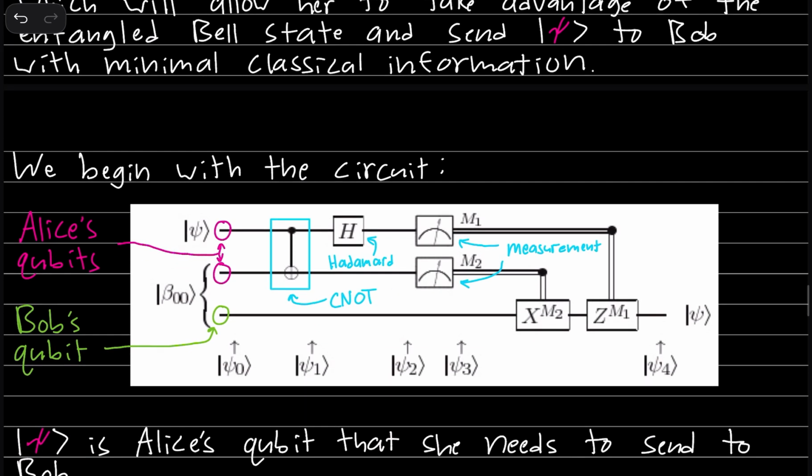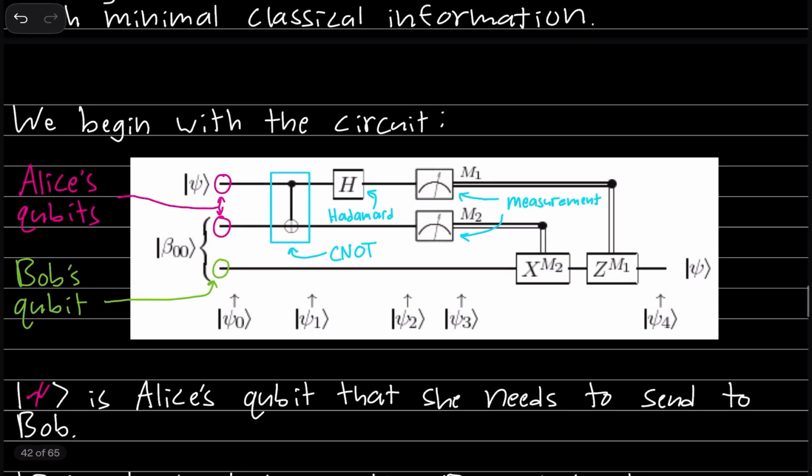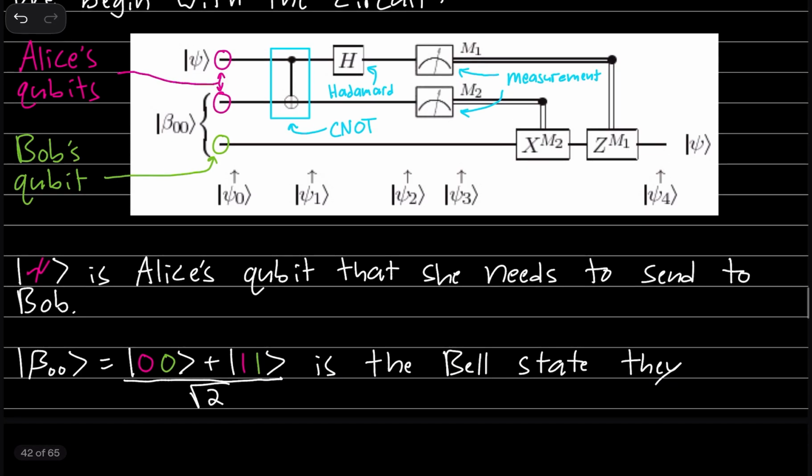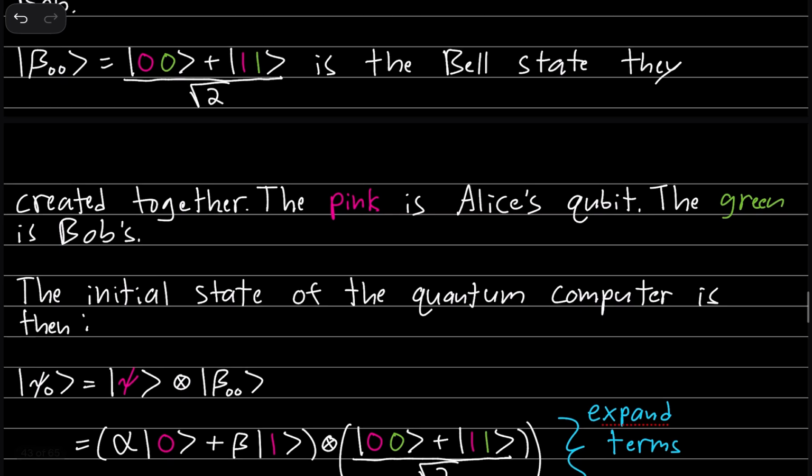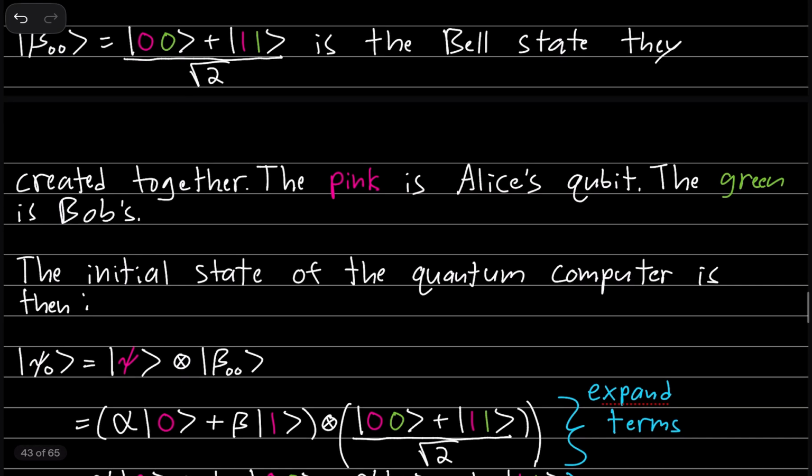So this is the actual circuit that we're going to be analyzing here. In blue, I've labeled the different gates involved. And so these two top wires belong to Alice, and this third wire, third qubit, belongs to Bob. So this is the one that Bob took with him. These are the two qubits that are a part of the entangled Bell state. So once more, ket psi is Alice's qubit that she needs to send to Bob, and ket beta 00 is the Bell state, right? This Bell state here that they created together. And once more, pink is going to denote Alice's qubits, and green is going to denote Bob's single qubit.